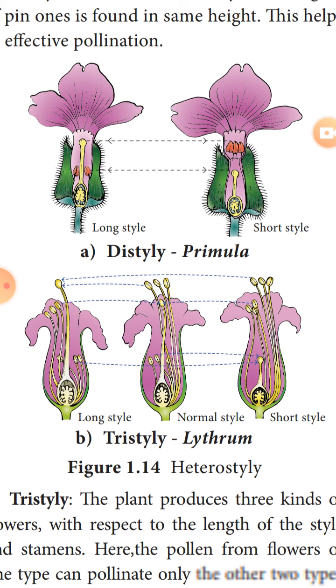For example, there may be three kinds of style: long style, normal style, and some may be very short style. As different lengths of style occur in different flowers, three kinds of flowers are produced. The finally one is called self sterility or self incompatibility.